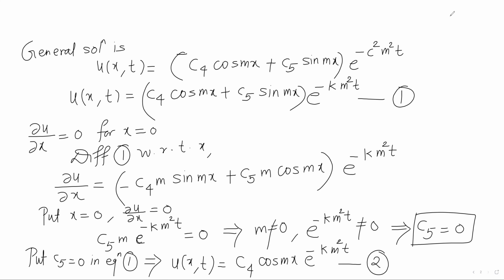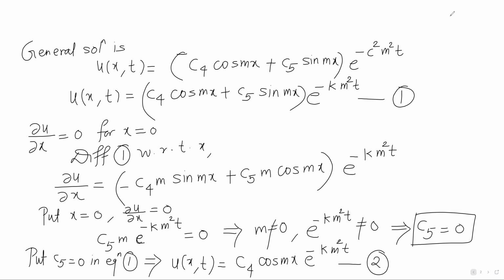Now once we get that, we have to solve this further. For solving this further, you have to take the next boundary condition, the way we have taken it earlier. So we'll take dabba u by dabba x is equal to 0 for x is equal to L. That is our second condition. We'll use that second boundary condition here. We'll differentiate equation 2 with respect to x again.